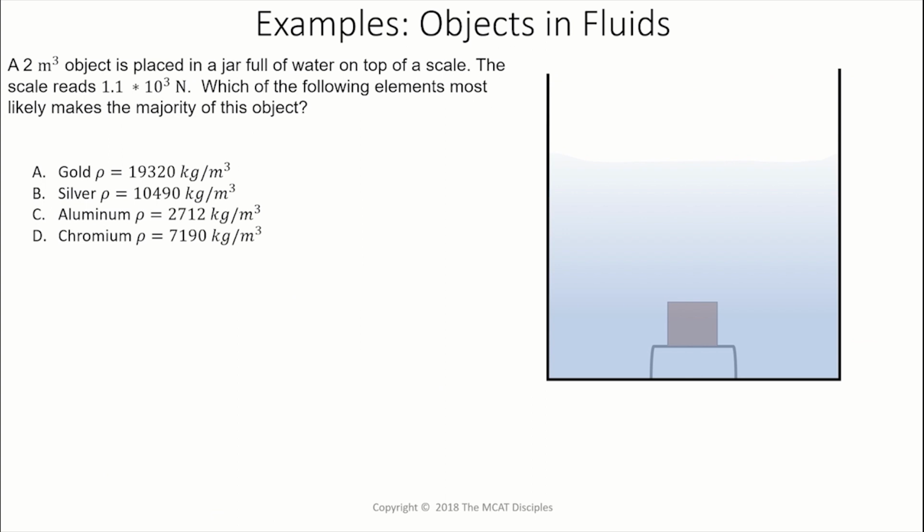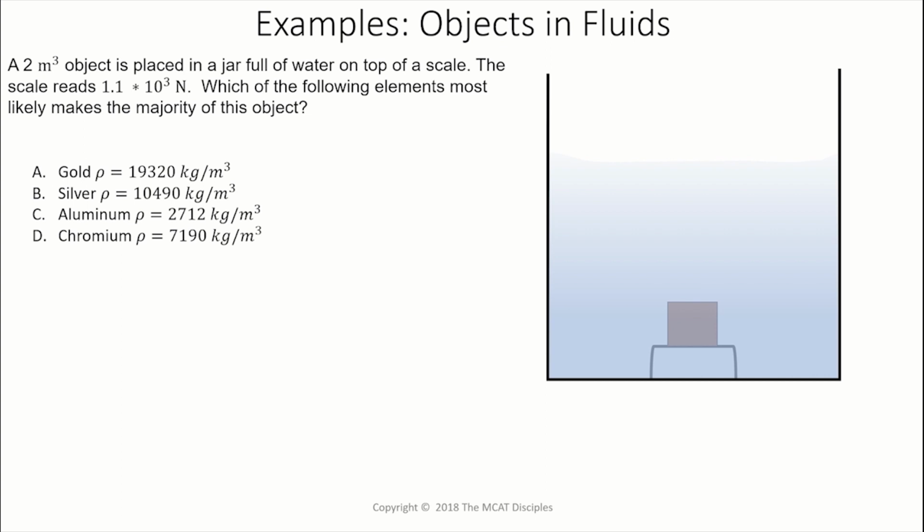Whew, okay, another question here. A 2-meter cubed object is placed in a jar full of water on top of a scale. Again, that's a huge object. The scale reads 1.1 times 10 to the 3 newtons. Which of the following elements most likely makes up the majority of this object? And then we have our densities here.